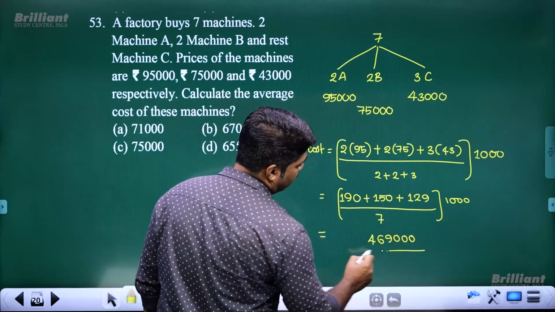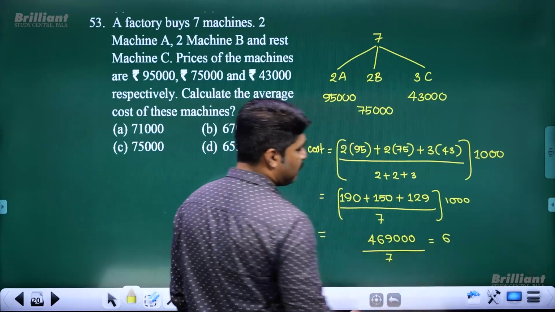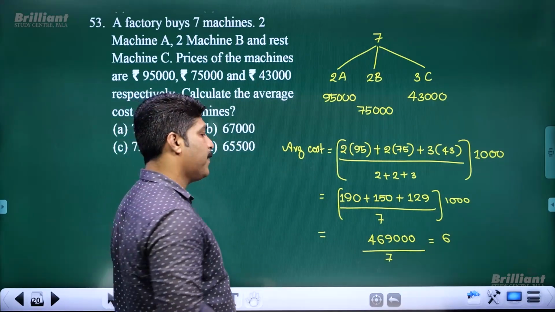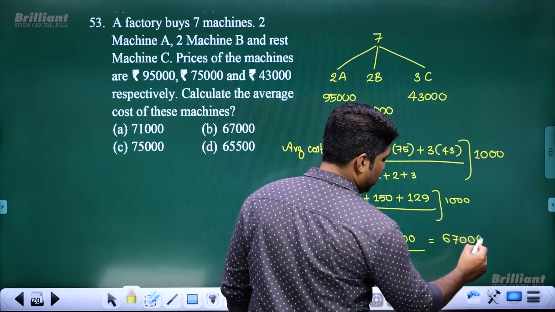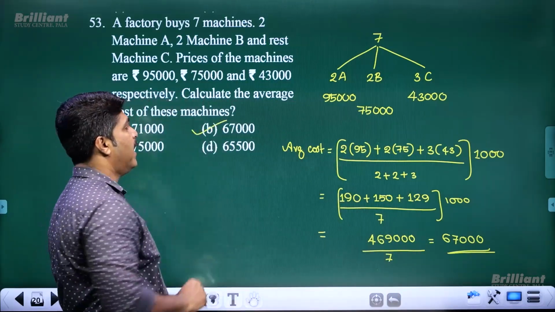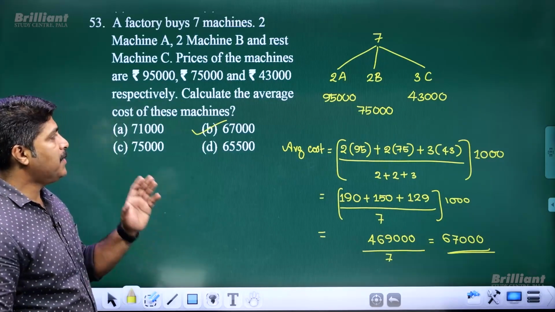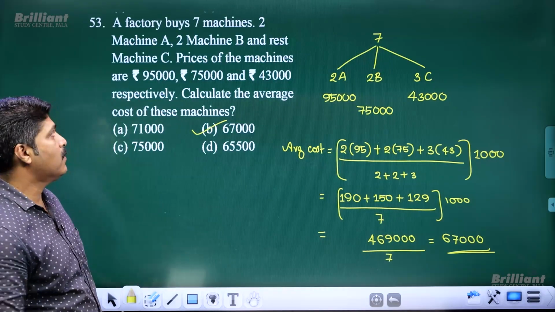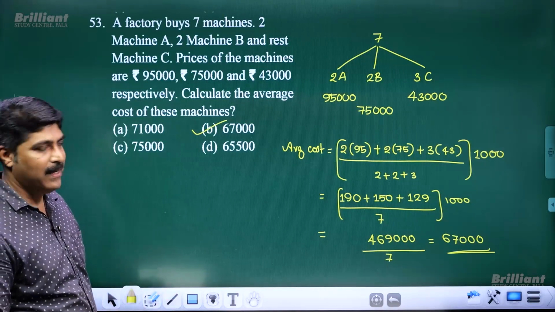469,000 by 7. So simply divide it. This is 6 times 7, that is 42. The remainder 49 will be there, that is 7 times. Therefore, 67,000. So we can conclude our answer is 67,000. So this is the application of weighted average. So this way we can find the weighted average of this calculation easily.